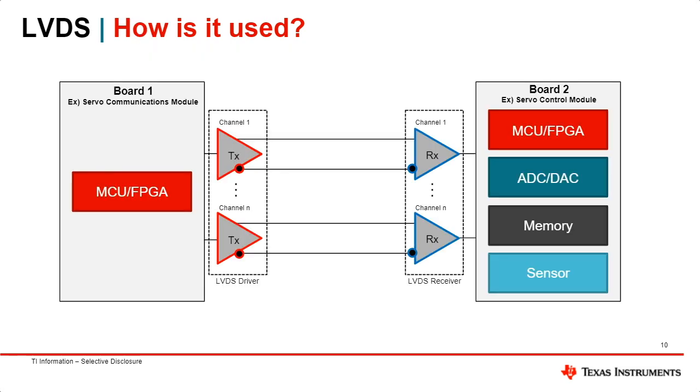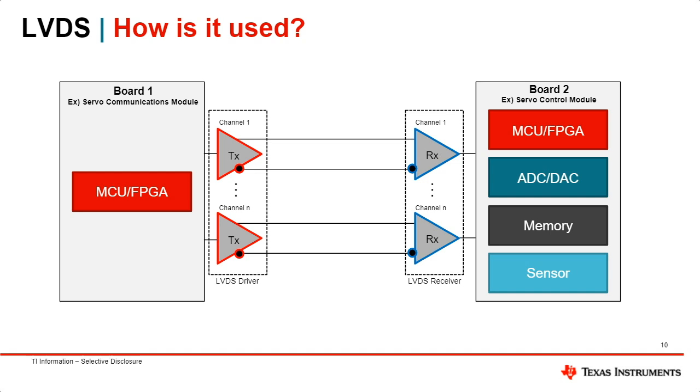So how is LVDS used? Well, LVDS is used most often for board-to-board communication. It enables you to have the benefits of differential signaling while being able to transmit at high data rates and very low power consumption. And so in most applications, this could be between 2 processors. This could be between a processor and a peripheral device, such as an ADC, a sensor, memory, and so on and so forth.